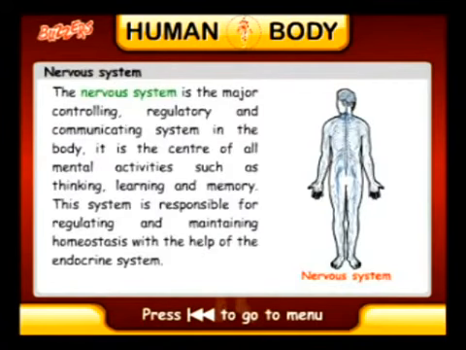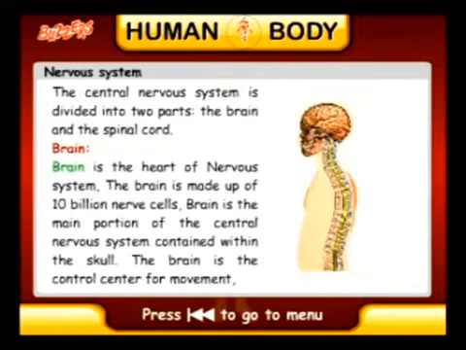Nervous system. The nervous system is the major controlling, regulatory and communicating system in the body. It is the center of all mental activities such as thinking, learning and memory. This system is responsible for regulating and maintaining homeostasis with the help of the endocrine system. The central nervous system is divided into two parts, the brain and the spinal cord.